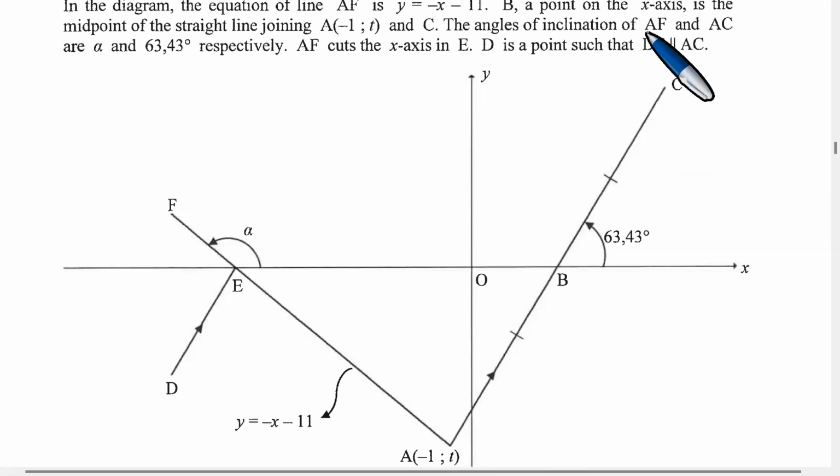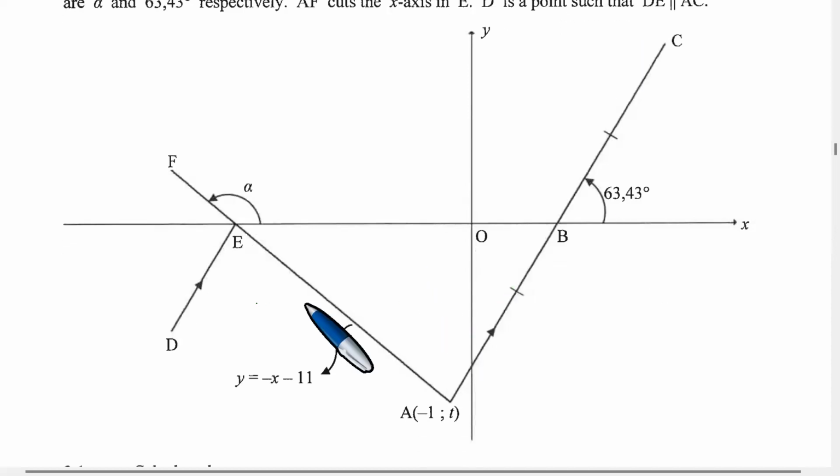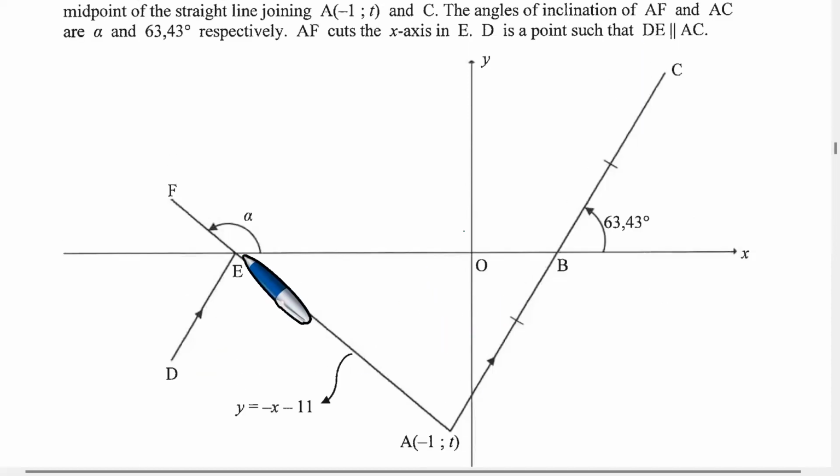The angles of inclination of AF and AC are alpha and 63.43 degrees respectively. AF cuts the x-axis at E, right? So we have that AF cuts the x-axis at the point E. D is a point such that D is parallel to AC. D is parallel to AC.